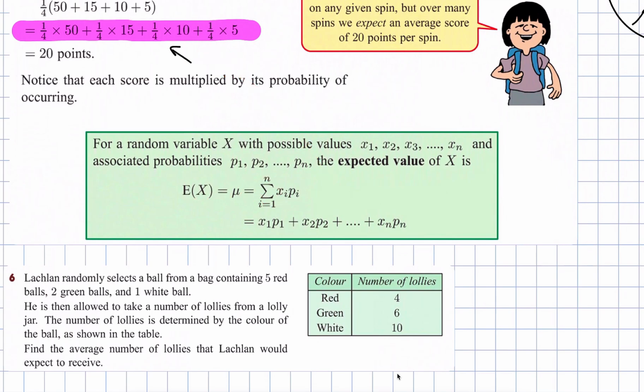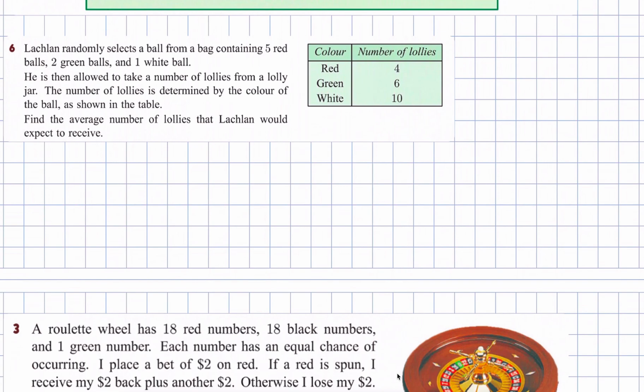Okay, so let's just have a quick look at an example of a question like that. So Lachlan randomly selects a ball from a bag containing 5 red balls, 2 green balls, 1 white ball. Okay, so there's different numbers, so we know that the probability of getting them is going to be different. He's allowed to take a number of lollies from a lolly jar. The number of lollies is determined by the colour of ball, and it's showed on that table. What's the average number of lollies that Lachlan would likely expect to receive? Okay, so he takes a ball from a bag that has 5 red, 2 green, 1 white. So there are 8 balls in the bag.